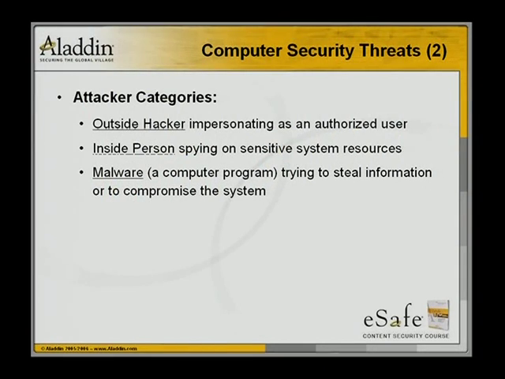Another type of an attacker category is a malware. To make a long story short, a malware is most likely a virus, a computer program which is trying to steal information or compromise the system. Another example of a malware would be a keylogger system, which basically logs all keystrokes that I'm doing on my computer, thus sending it to a third party, which would be able to use it to steal money from me or use my user or credentials to access the website.